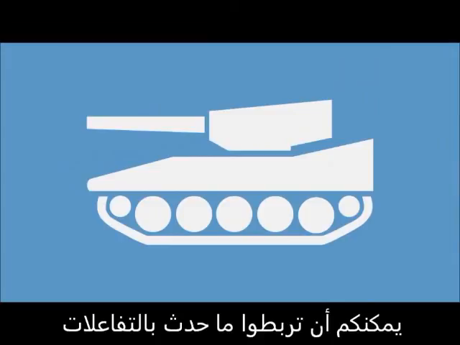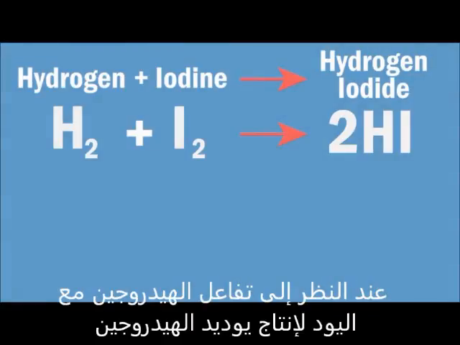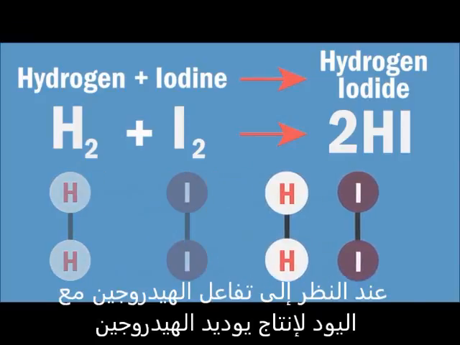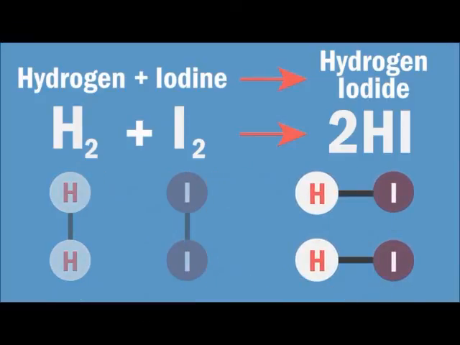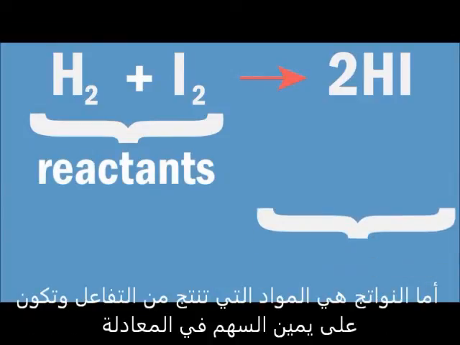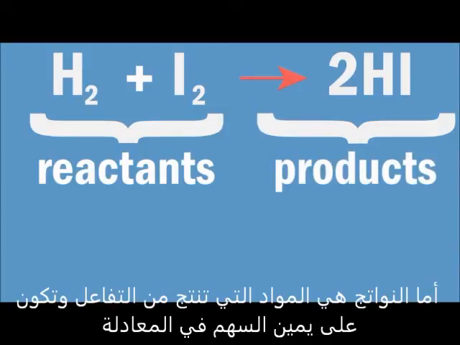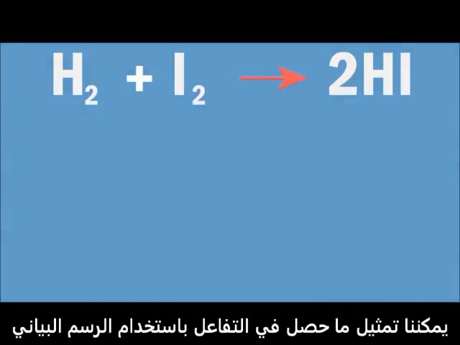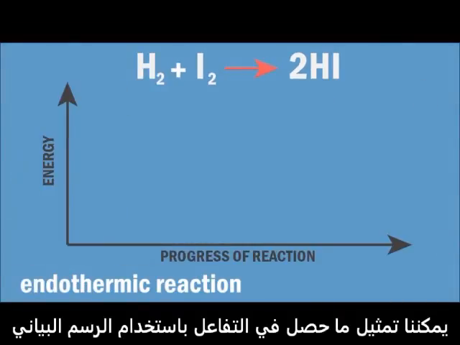You can liken this analogy to what happens in reactions. Consider the reaction between hydrogen and iodine to give hydrogen iodide. The reactants are what react and are on the left-hand side of the arrow in the equation, and the products are what are produced in the reaction and are on the right-hand side of the arrow in the equation. We can represent what happens in this reaction by the diagram.